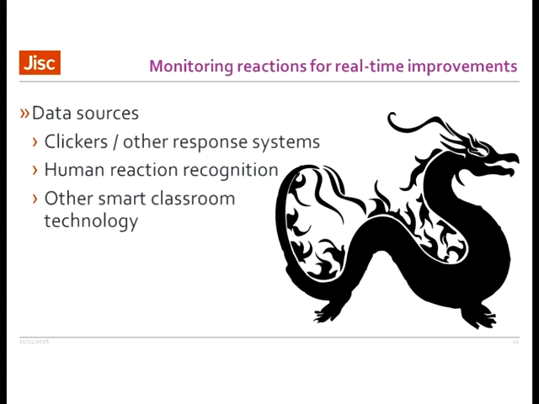So in terms of monitoring reactions for real-time improvements, this is just a kind of scienced-up version of being in the room with your students and watching them for cues about what they do and don't understand and how they're feeling. Clickers and other response systems are one way of doing this, monitoring students' emerging understanding and reactions to what you're doing. You can imagine other ways of doing it in an online classroom.